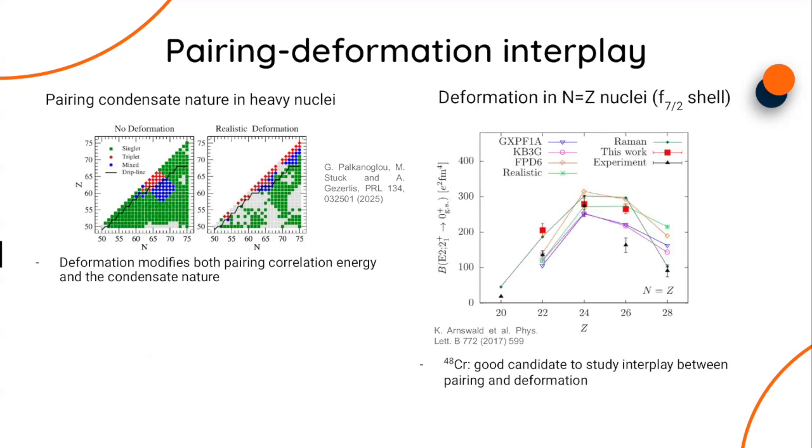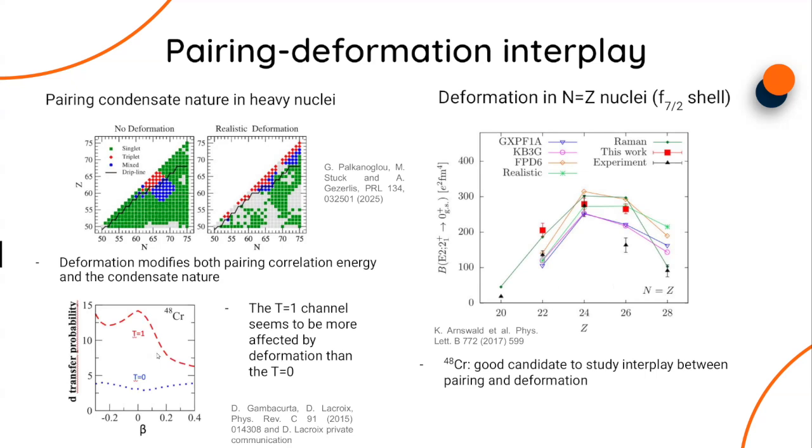I'm showing here the N=Z nuclei of the f7/2 half shell. And as you can see, I'm showing the deformation of these nuclei. And what you can see is that 48 chromium is just here. It's in the middle of the shell. And it has a very strong deformation, much more important than the other nuclei. And it's predicted that this deformation could affect the T=1 channel a lot.